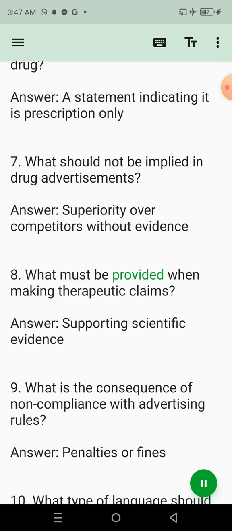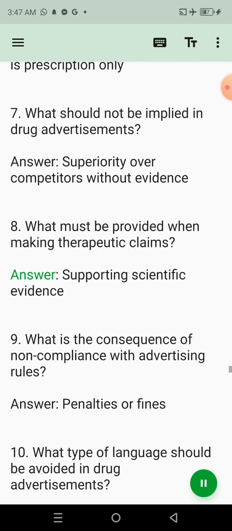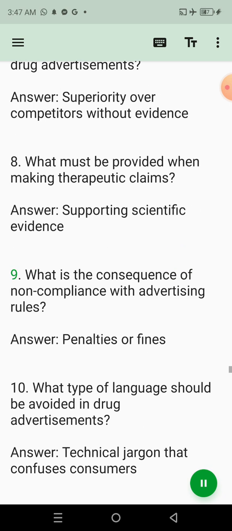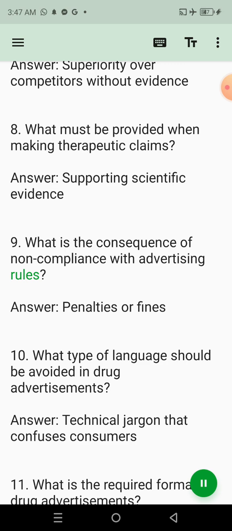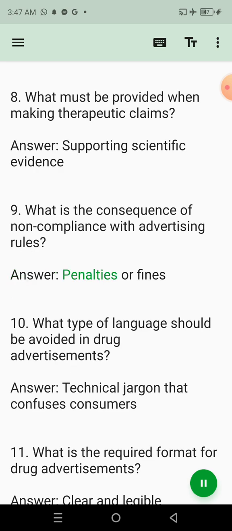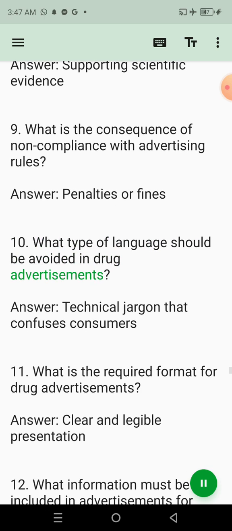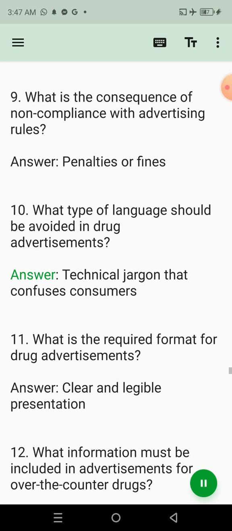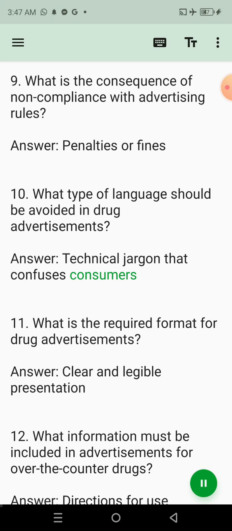8. What must be provided when making therapeutic claims? Answer. Supporting scientific evidence. 9. What is the consequence of non-compliance with advertising rules? Answer. Penalties or fines. 10. What type of language should be avoided in drug advertisements? Answer. Technical jargon that confuses consumers.